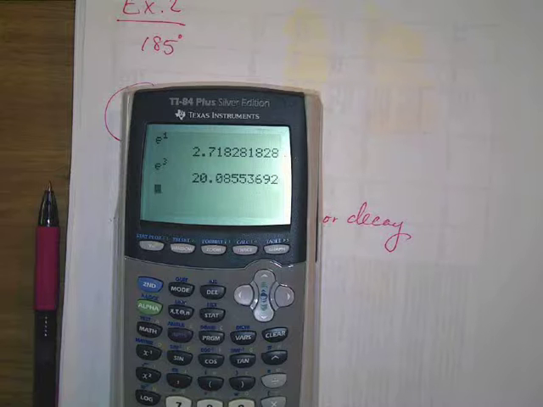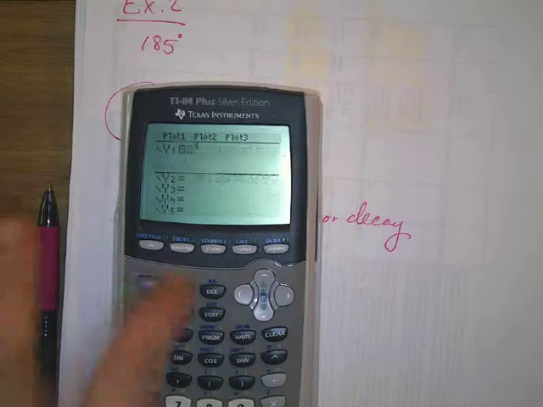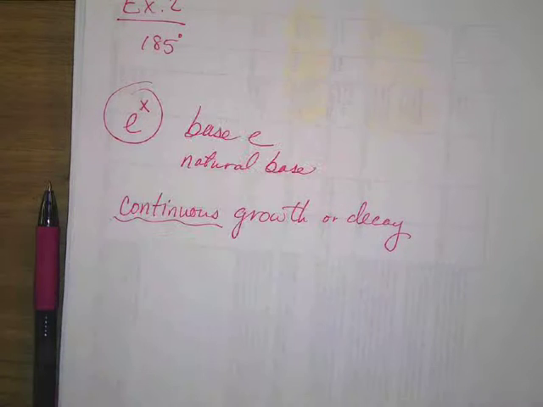Oh! Did you zoom 6 it? Did you go e to the x? Did you do e to the x? No, yeah, I did that. In the y equals? Yeah. Then I'll have to look at it later. I can come check your calculator out later.